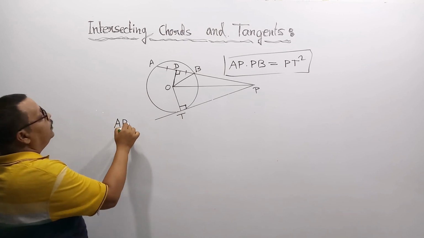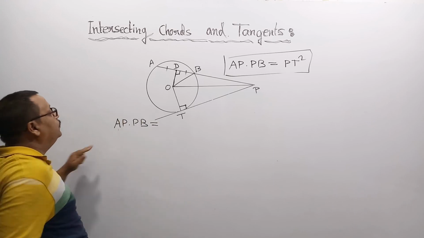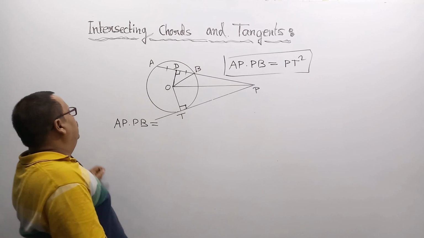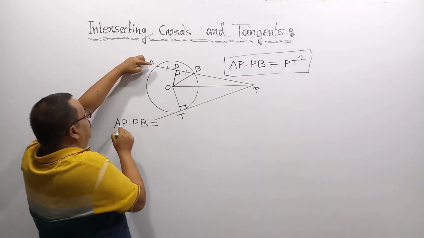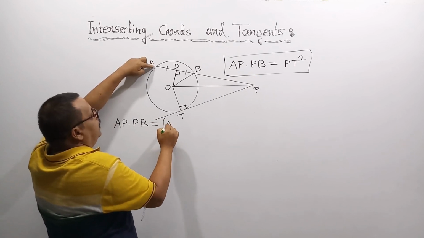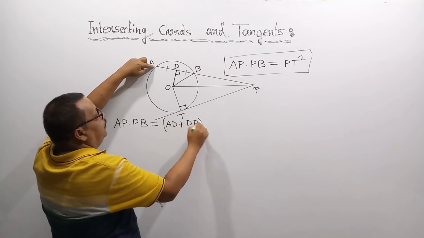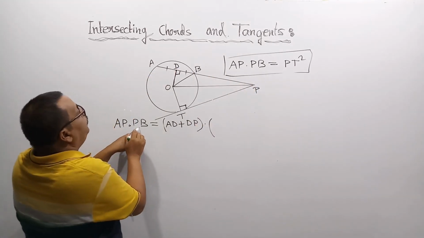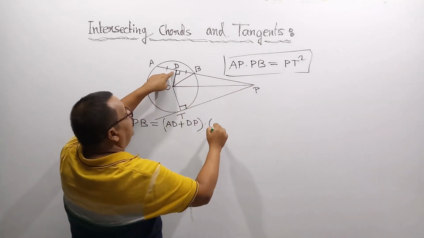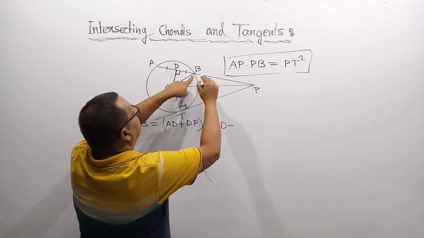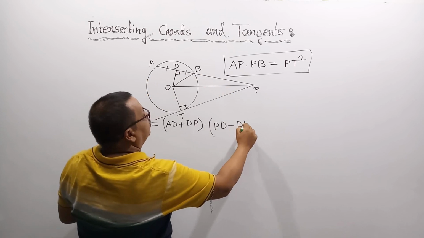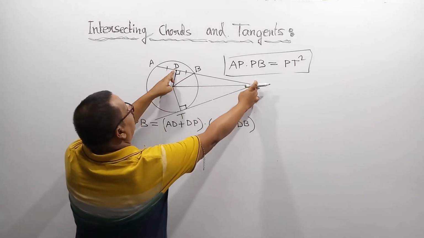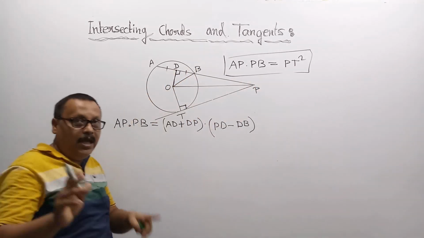AP into PB equals AP, that is this length, and PB, that is this length. AP, the total length, can you write AP is equal to AD plus DP, understood? AD plus DP, that is AP, into, in place of PB, PD minus DB. Understood? This is PB. PB, that is this length, that is the total length. From the total length, if you subtract DB, then you will get PB. Clear? I think clear.